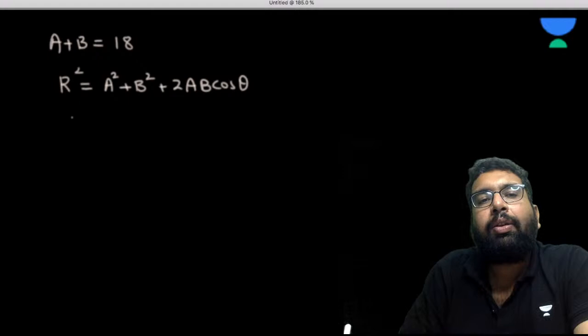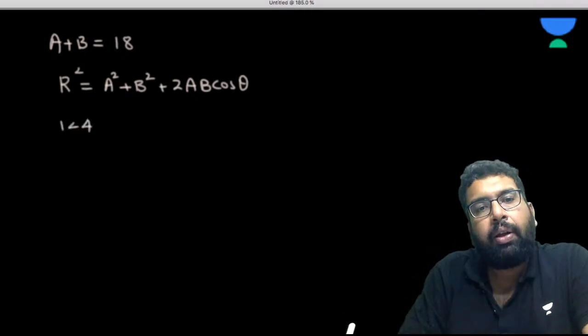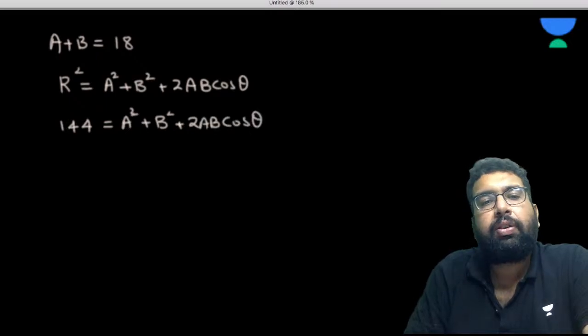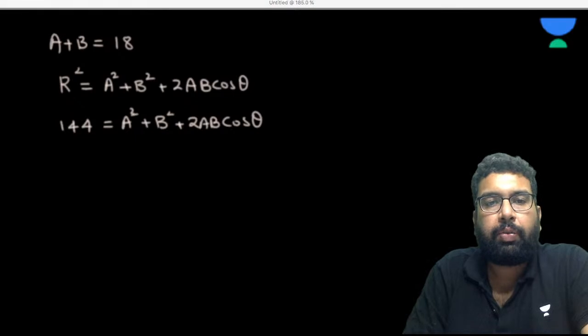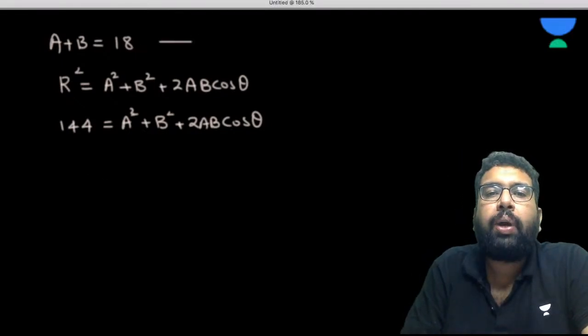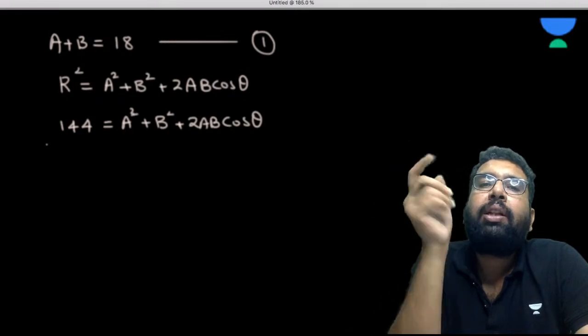Now this R is given, that is 12 square, so this is 144. And this is A square plus B square plus 2AB cos theta. Now, I give one piece of advice to all of the students. Whenever you are solving a question and there are two variables to find, you have one equation already. In what direction must you start thinking? You must start thinking to make one more equation between these two variables.